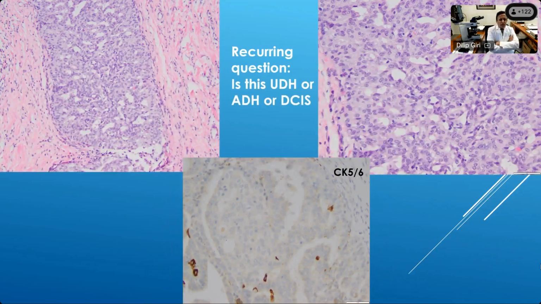So again, even after working in pathology and in breast pathology now for so many years, my career began actually in 1982. So now I have worked in the field of pathology for 40 years, and a lot of time of this has been in breast pathology. And in spite of all that, I still have this recurrent question. Is this UDH? Is this ADH? Or is this DCIS?